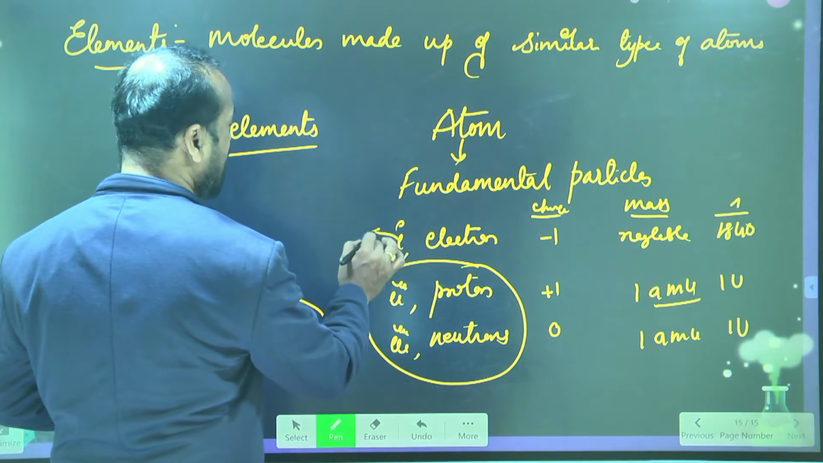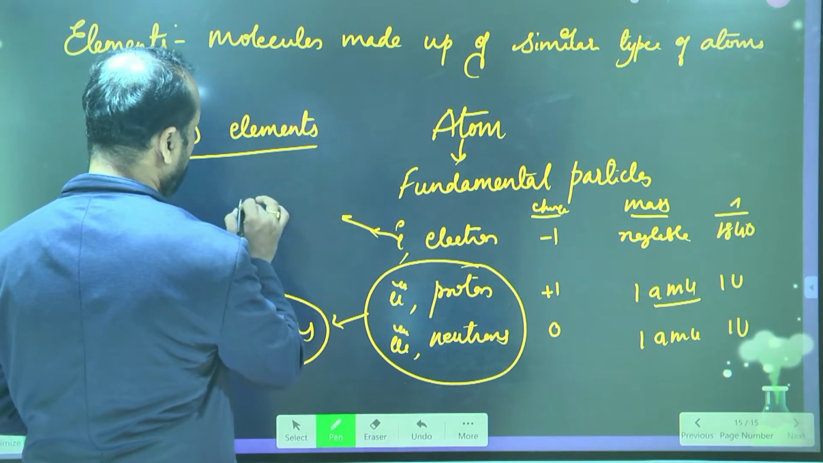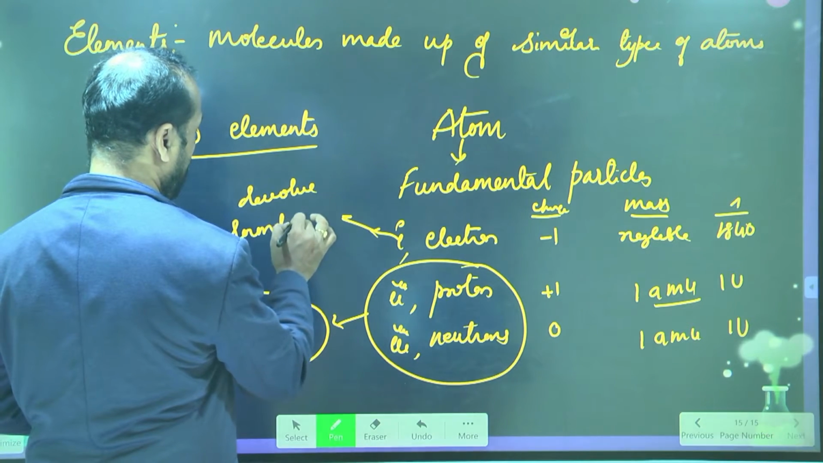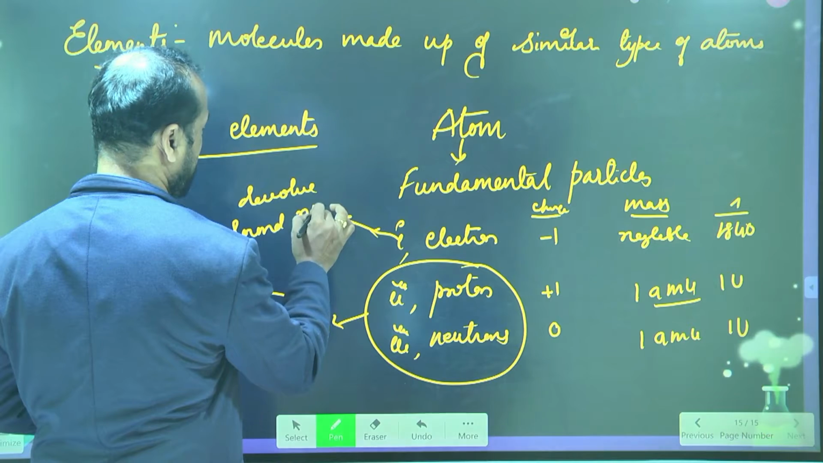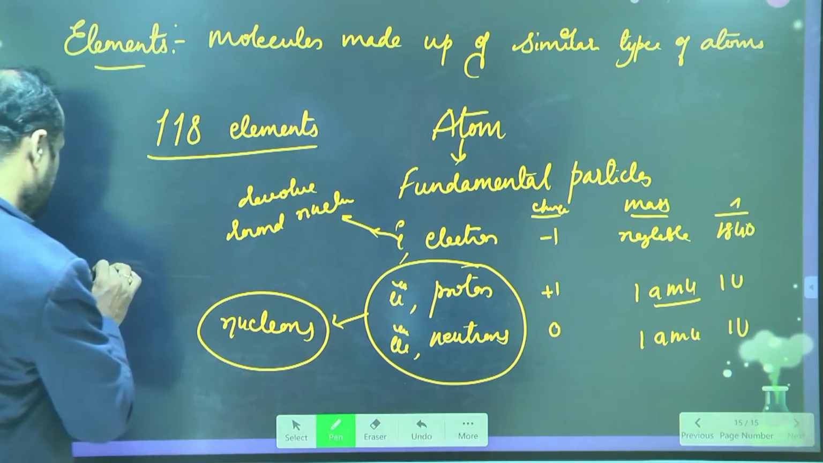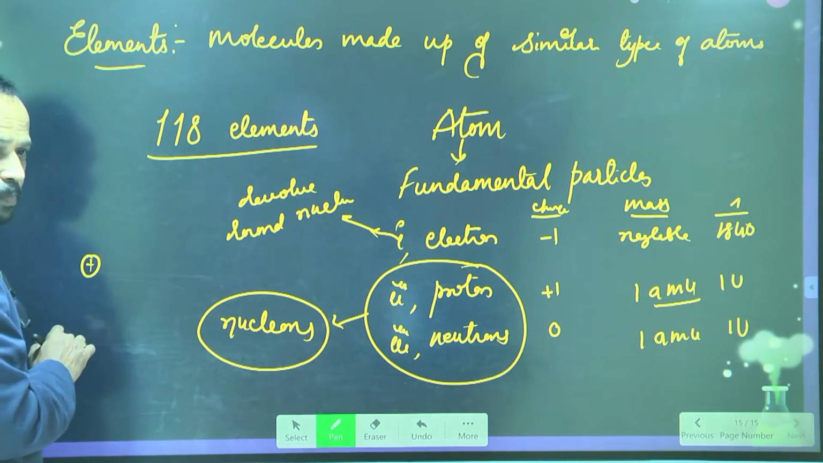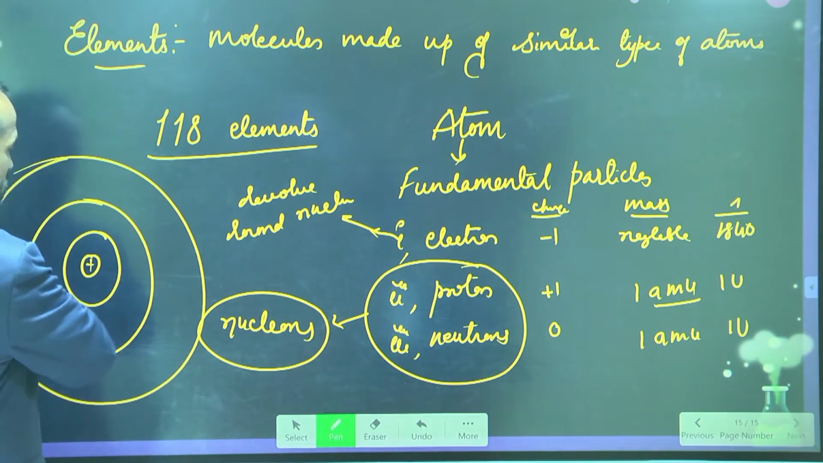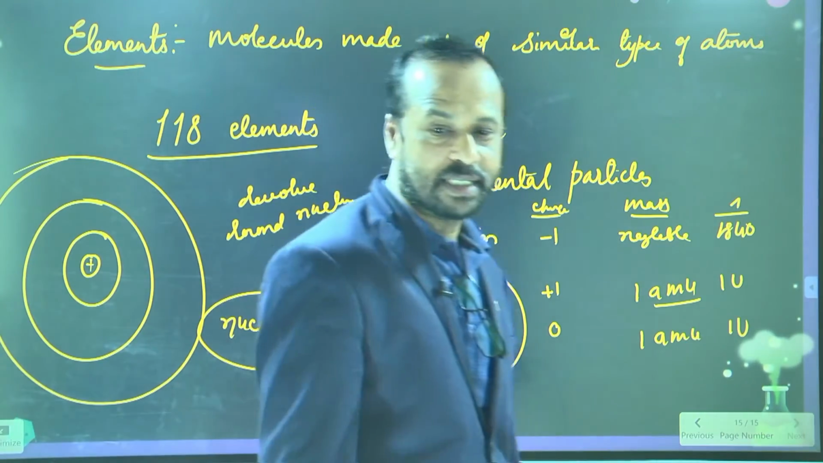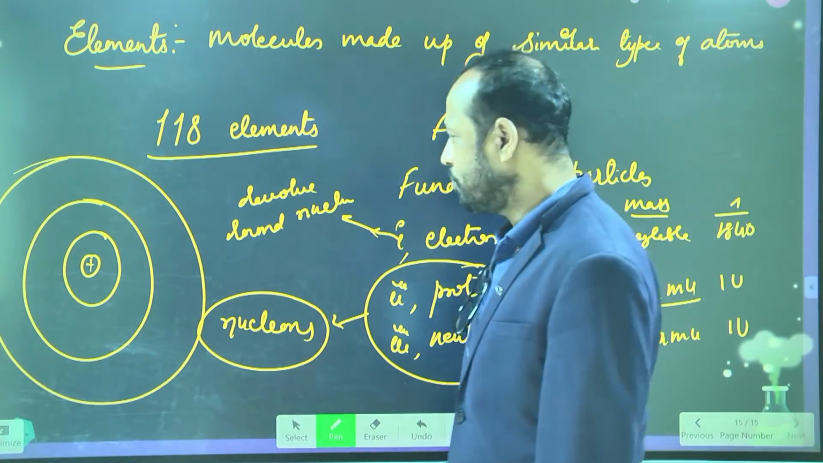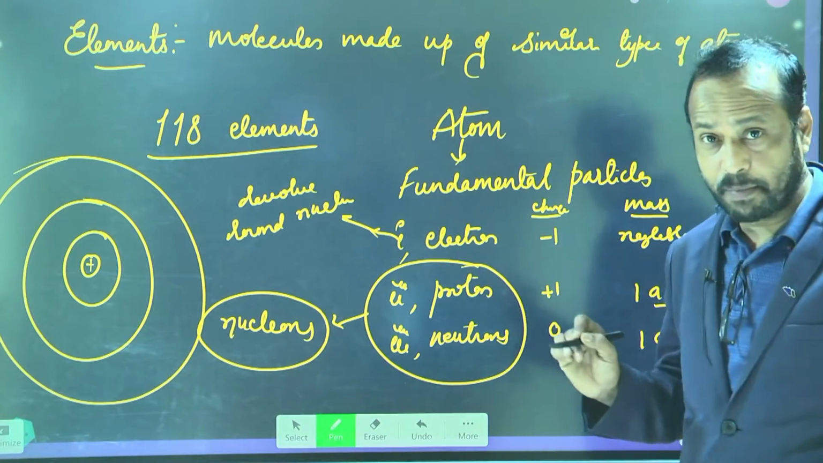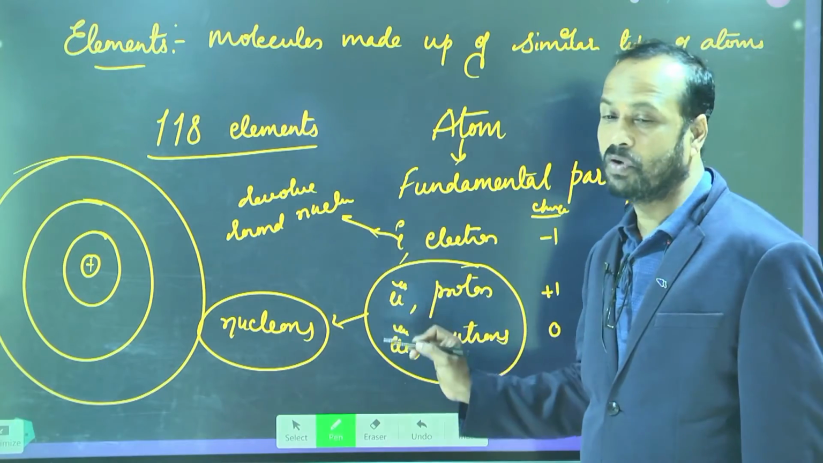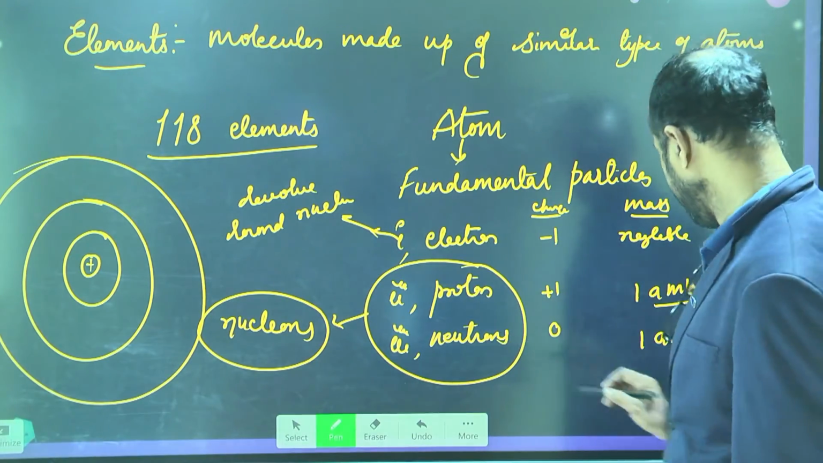And what about the electrons? Electrons revolve around the nucleus. So this is the nucleus of the atom, and electrons will be revolving like this in various orbits of an atom. We will discuss all this in the coming classes, but as of now remember that out of the three fundamental particles, protons and neutrons are present in the nucleus and electrons revolve around the nucleus. Is this clear?